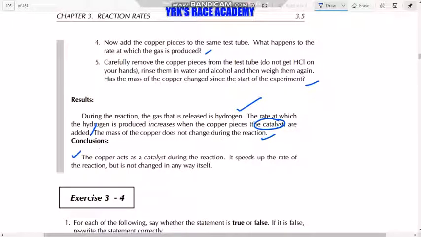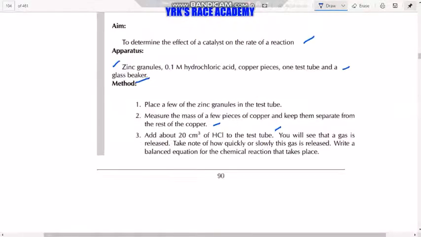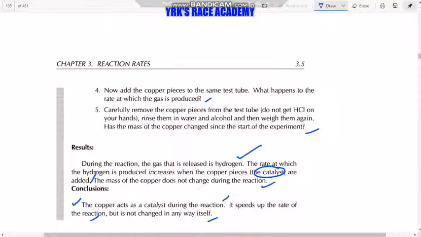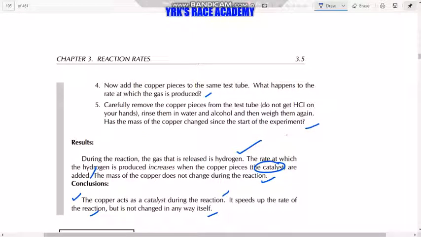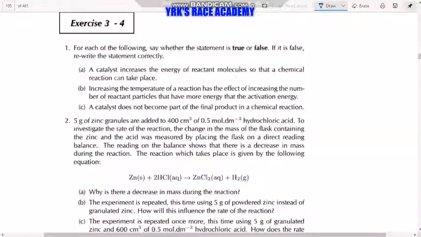What is the conclusion of this? Copper acts as a catalyst during the reaction. It speeds up the rate of reaction, but it is not changed in any way itself. That means initially we weighed the copper pieces, and after the chemical reaction, that is, the liberation of hydrogen gas, we separated out the copper pieces. Their mass remains the same.